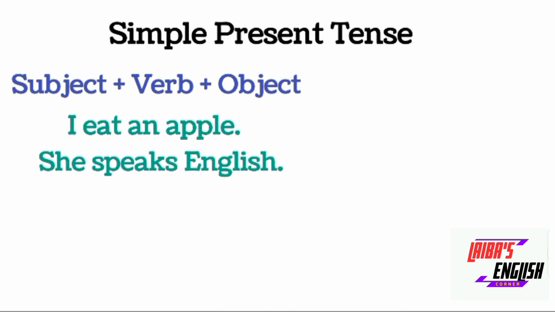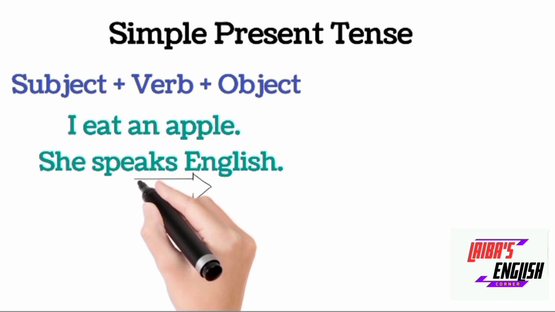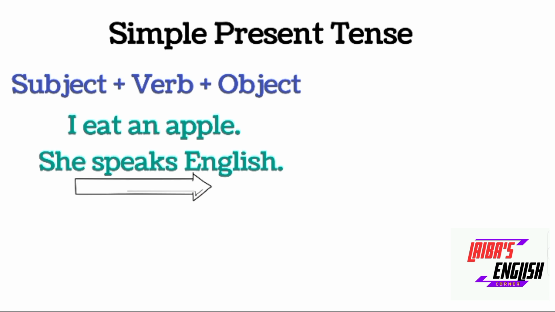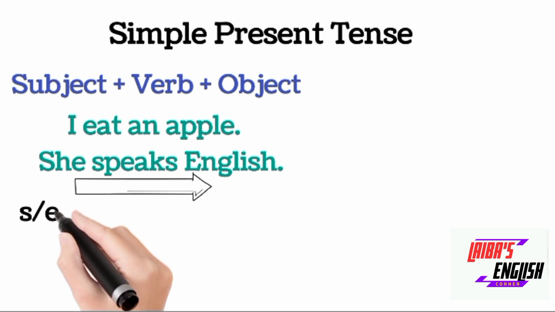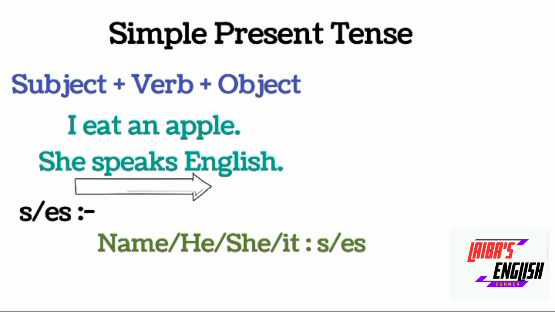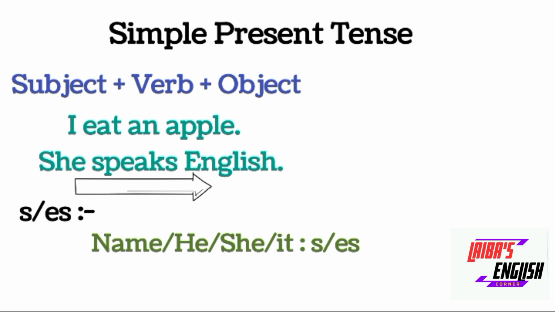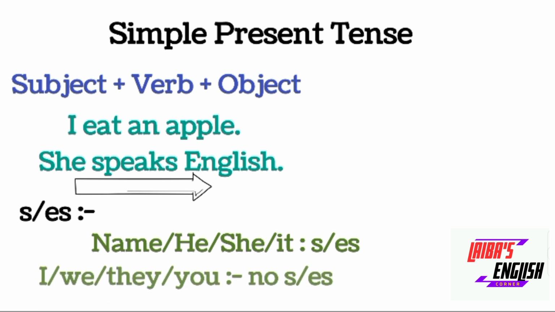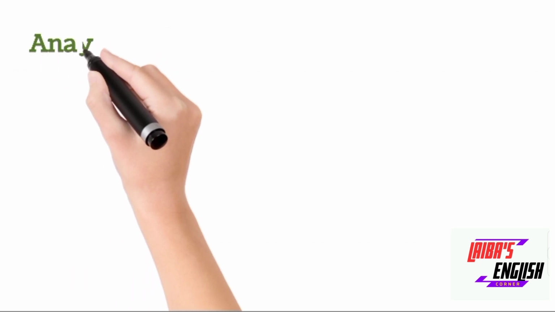Second example, she speaks English. She is the subject, speak is the verb, and English is the object. But why do we use S here with speak? There is another rule of S and ES in the present tense. Whenever the subject is a name, he, she, or it, we use S and ES in the sentence. But whenever the subject is I, we, they, you, there is no use of S and ES, as we have seen in our previous examples.